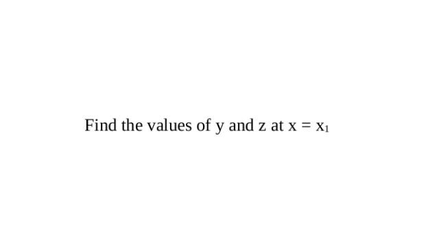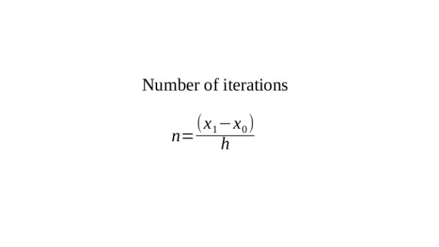What we have to do is find the values of y and z at x is equal to x1, which is given in this problem. The first thing that we do is to decide the step size h for the iterations. You can decide any step size, and in this particular problem you have already been given the step size. Then we find the number of iterations, and the formula for this is given on the screen.